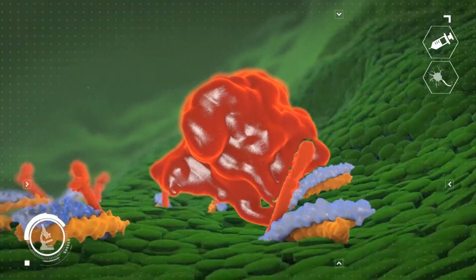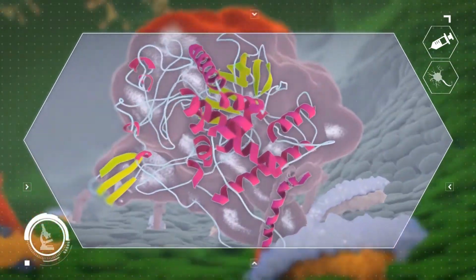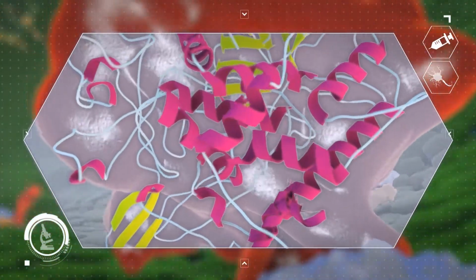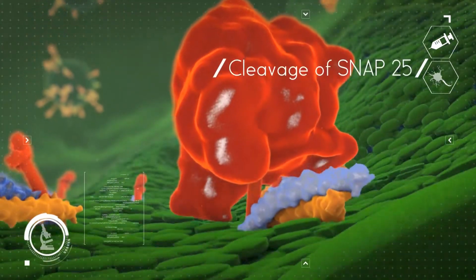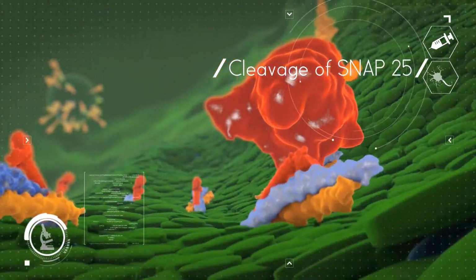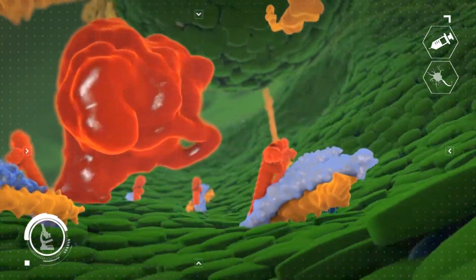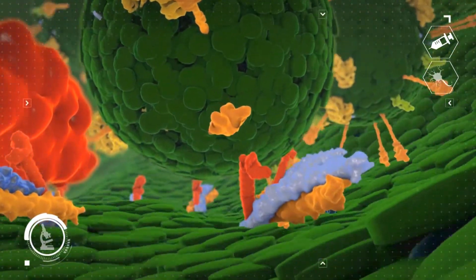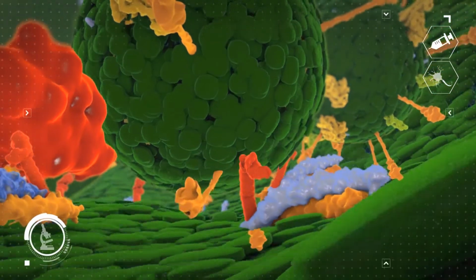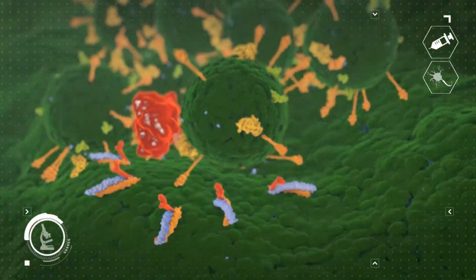SNAP25 is a protein which is part of the normal synaptic vesicle binding apparatus for docking and fusion of the synaptic vesicle. The Dysport light chain actively cuts part of this SNAP25 protein. As a result, the cleaved SNAP25 on the membrane surface of the nerve cell cannot bind with the other members of the snare complex. This prevents the synaptic vesicles from docking and fusing with the nerve synapse plasma membrane.